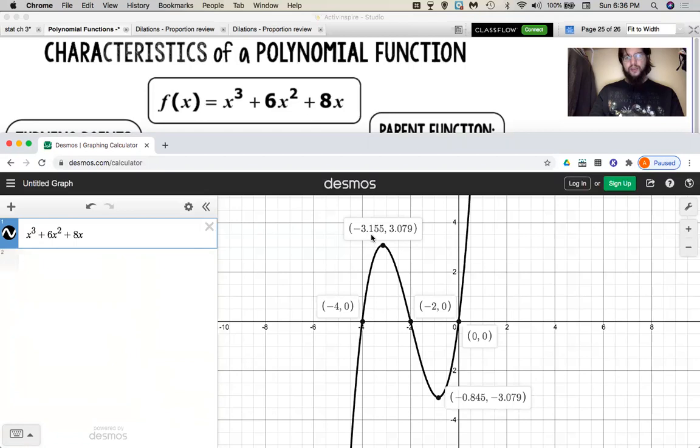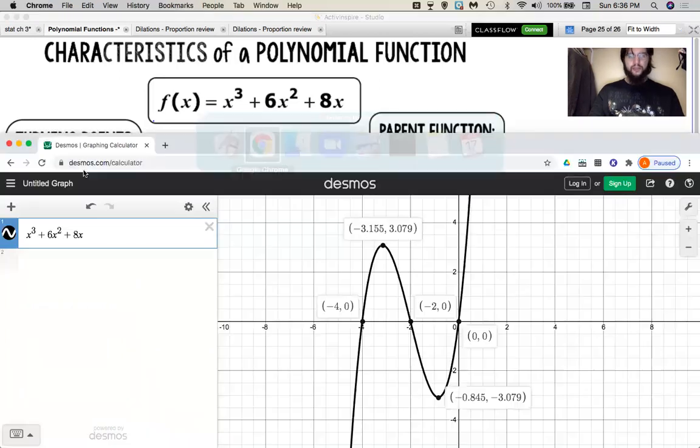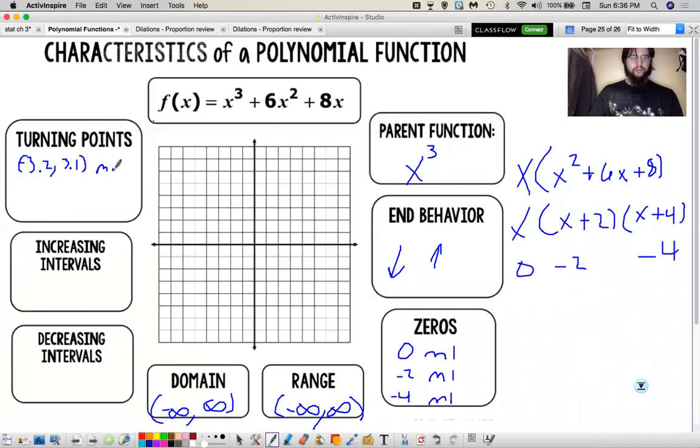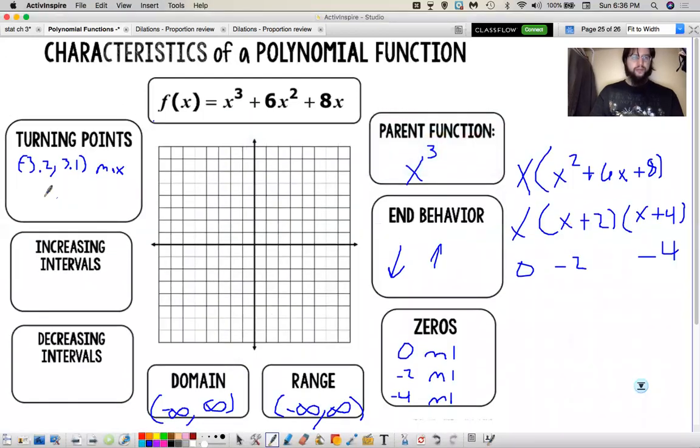So we're going to round to the tenths place, -3.2, 3.1. And that right there was a max, I do believe it was. And then we also have this one, -0.8 and -3.1. That one was a min. So now I've got all I need from the graph. I can do my domain, my increasing and decreasing intervals.